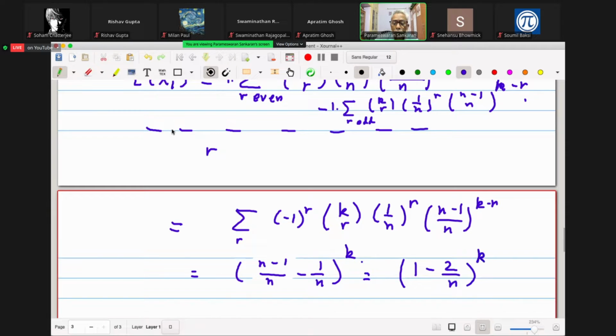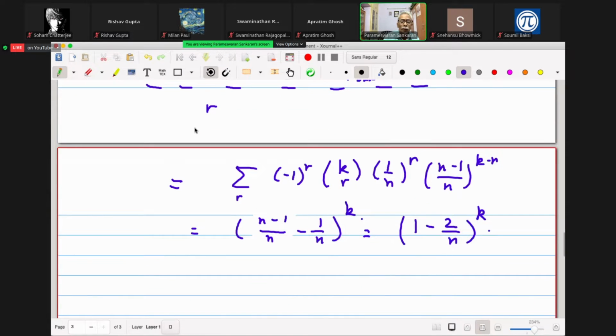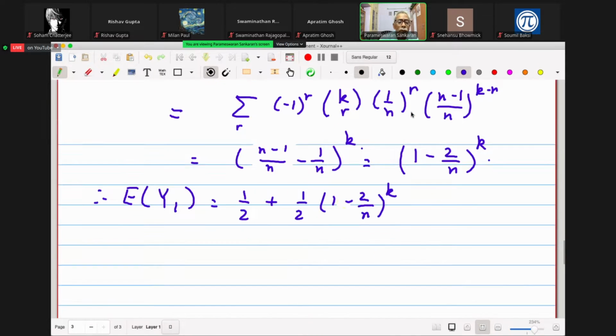Therefore, now use linearity. Expectation of y1 is equal to, that was a 1/2, just a constant comes out. That's 1/2 times 1 plus, sorry, 1 minus 2 by n whole power k. And therefore, you can plug in and find the answer. I've already done that. That's it.